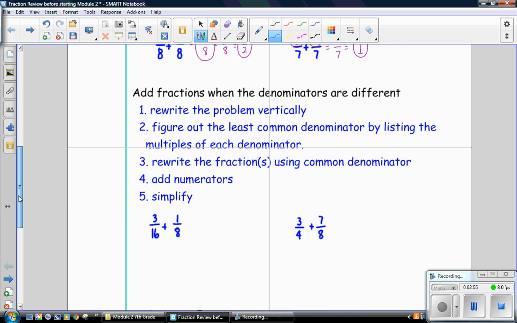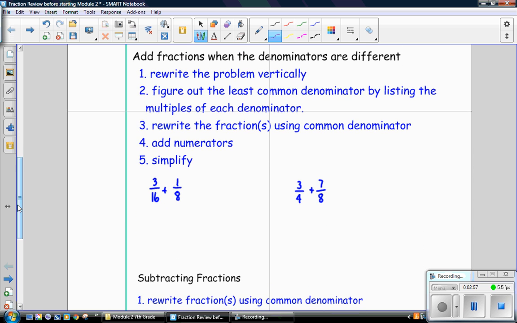In the next section, we'll add fractions when the denominators are different. Rewrite the problem vertically. So let's take our 3/16, and below that we'll put our 1/8. Step 2, figure out the least common denominator by listing the multiples of each denominator. So we have denominators of 8 and 16. The multiples of 8 are 8 and 16. And I don't actually have to go any farther than that because I see that I have a common multiple.